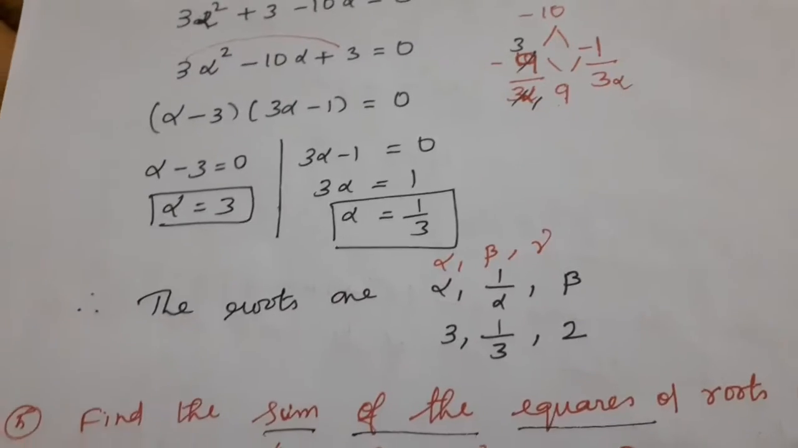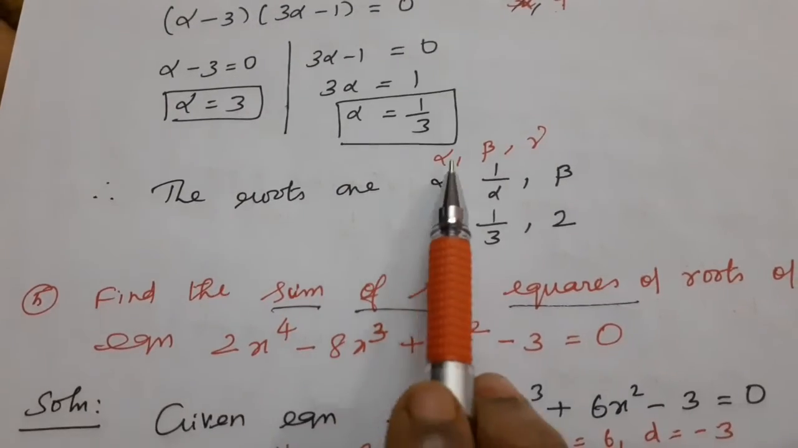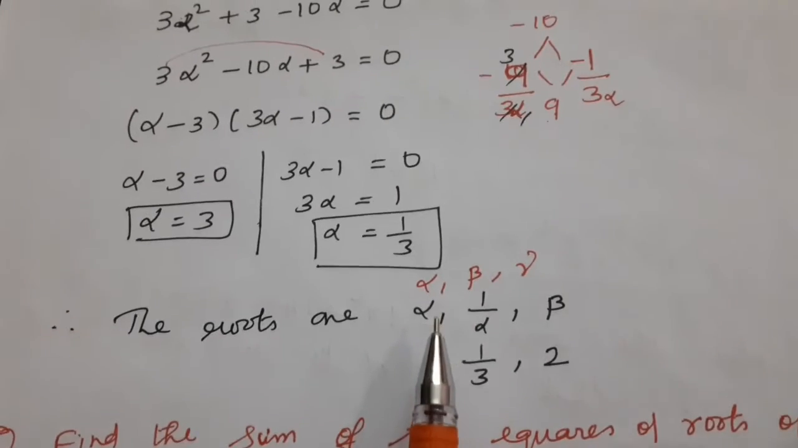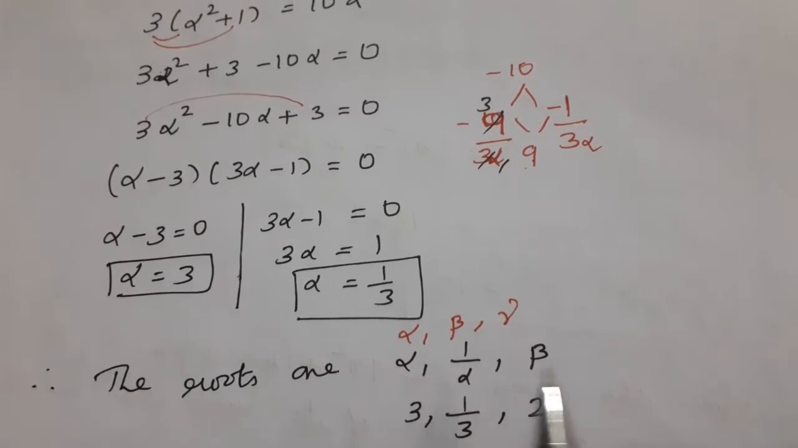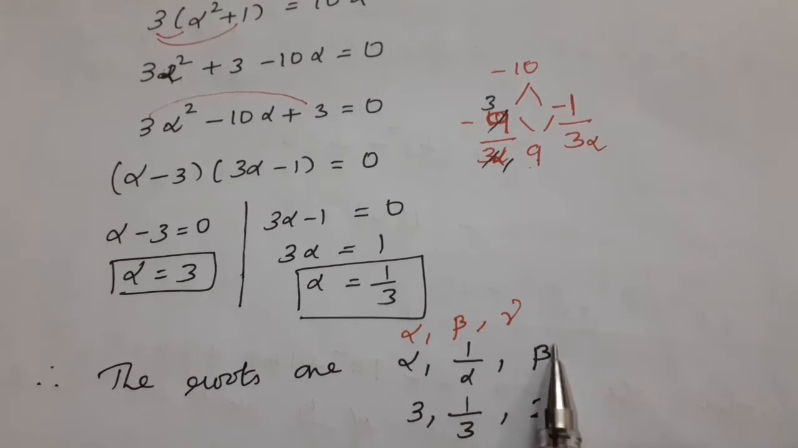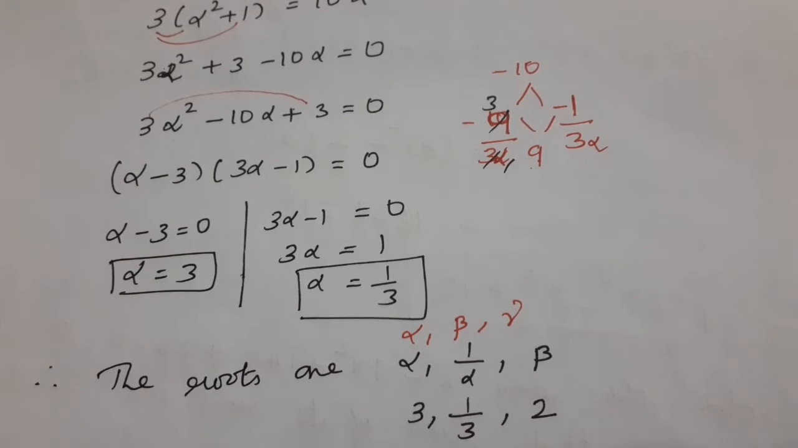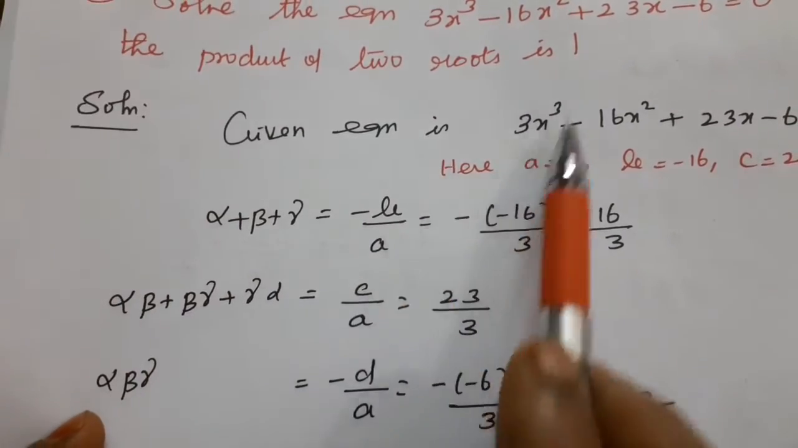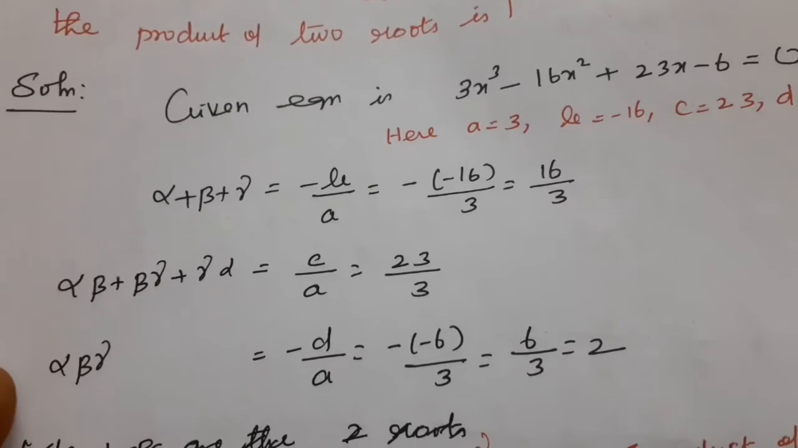Alpha comma 1 by alpha comma beta. Because alpha beta gamma is taken as alpha comma 1 by alpha comma beta. So alpha is taken as 3, 1 by alpha is 1 by 3, beta is nothing but 2. Therefore, the condition is very important. What is the condition given? Product of the two roots is 1. Using the given condition, we solve the equation.